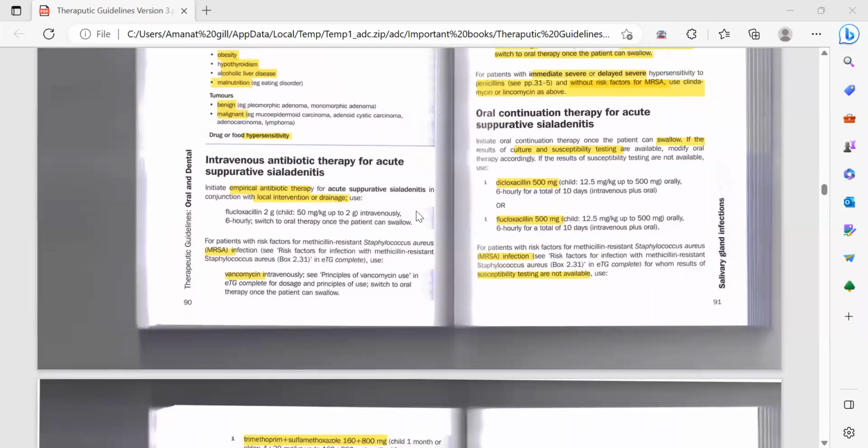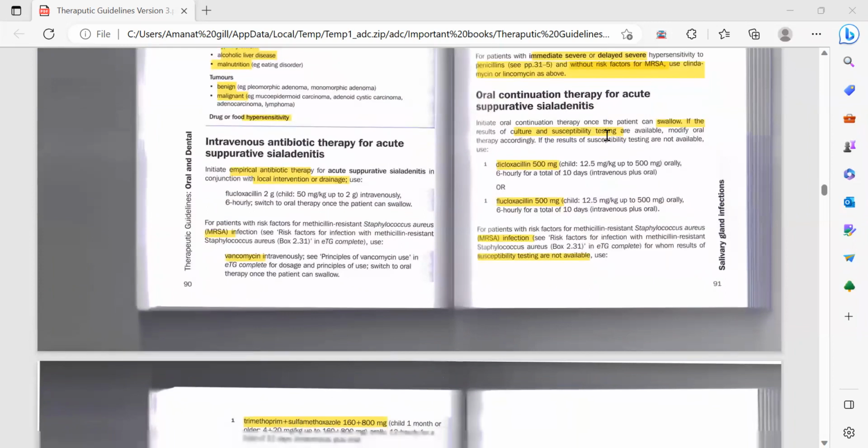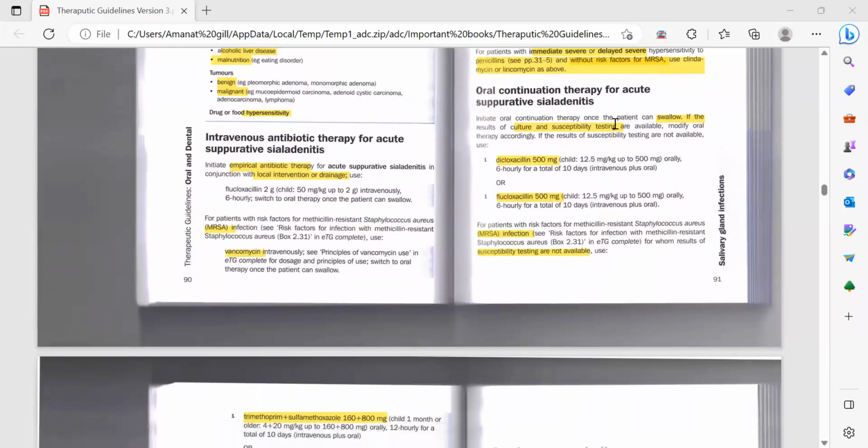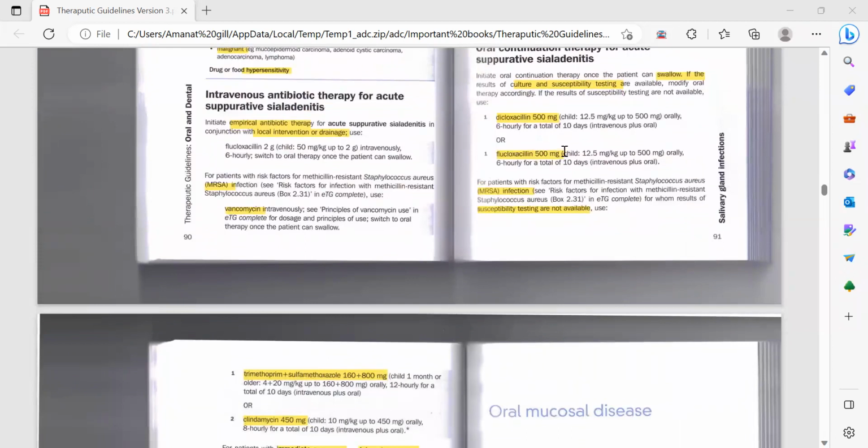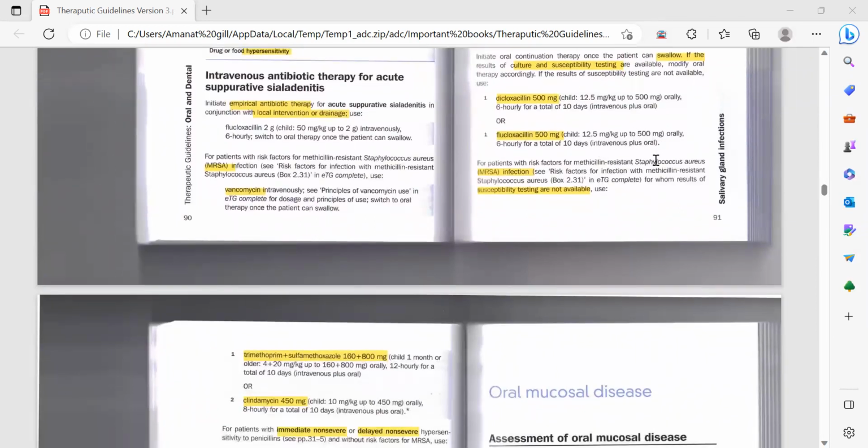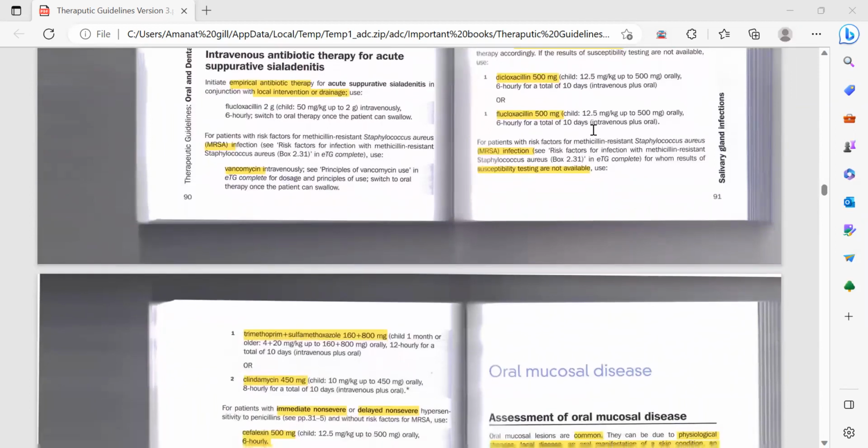So once the patient can swallow, which oral therapy can you prescribe? If the results of culture and susceptibility testing are available, then modify the therapy accordingly. But if the results are not available, then you can start with dicloxacillin 500 milligram orally 6 hourly for a total of 10 days, or flucloxacillin 500 milligram orally 6 hourly for a total of 10 days, which would include IV plus oral, altogether 10 days.